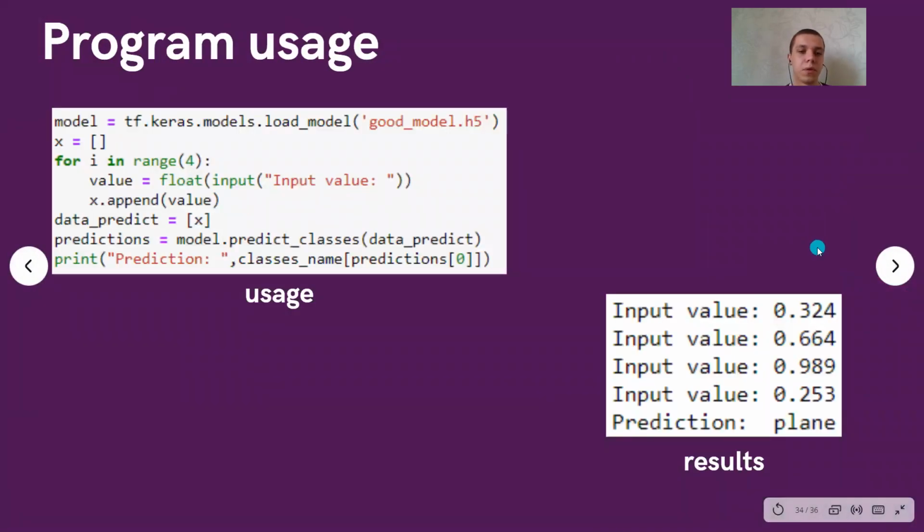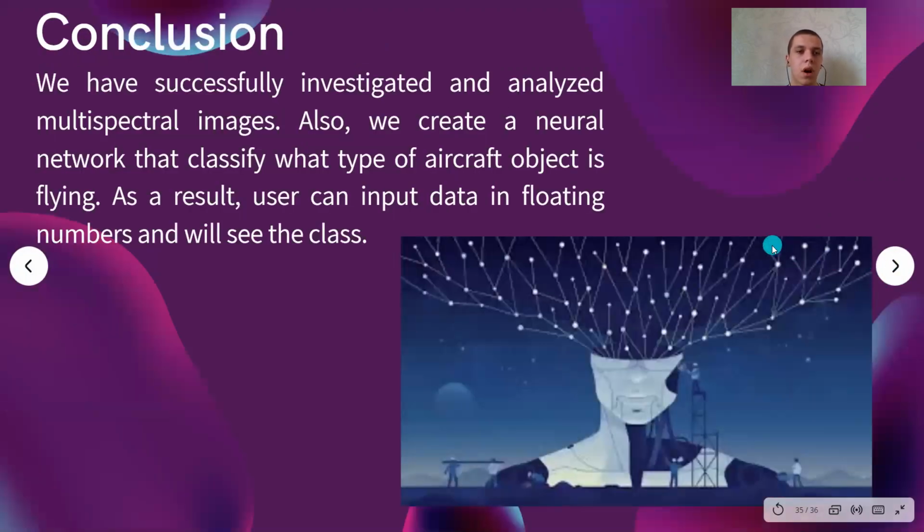Here is the program usage. So our user will input the data, and we will load our model and then predict with it. So the user inputs the data and then you can see a prediction. So we have successfully investigated and analyzed multispectral images. Also, we created a neural network that classifies what type of aircraft object is flying. As a result, the user can input data as floating numbers and will see the class.